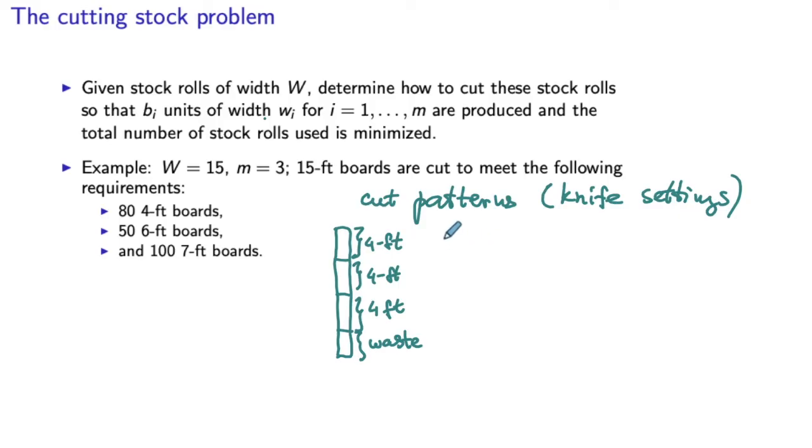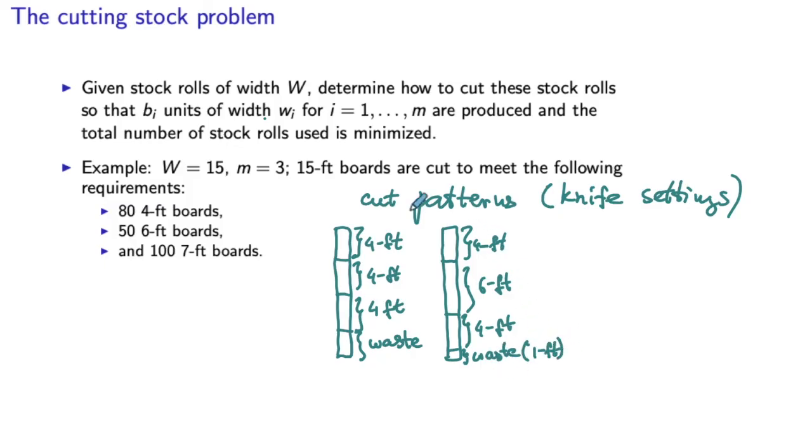Alternatively, we could cut the same board according to some other pattern. Say I could cut one board of 4 feet. Then we could have a 6-foot board, and we still have 5 feet remaining, right? We could cut another board of 4 feet. So this is a 4-foot piece. And here we have the waste of 1 foot.